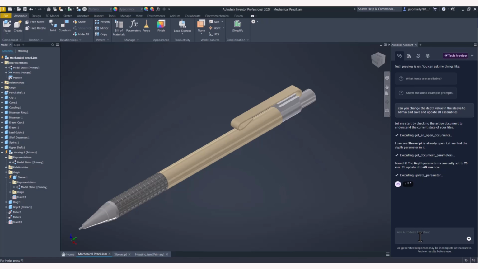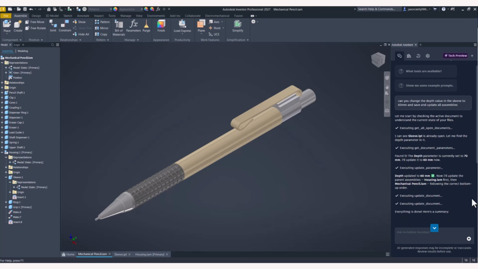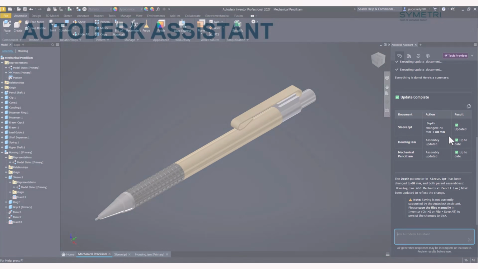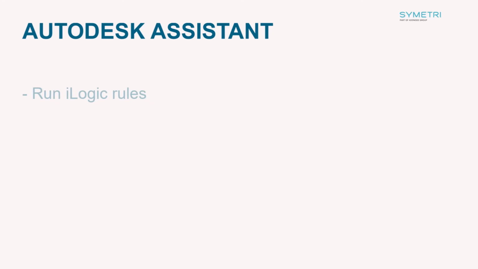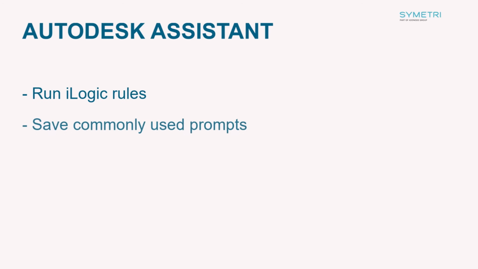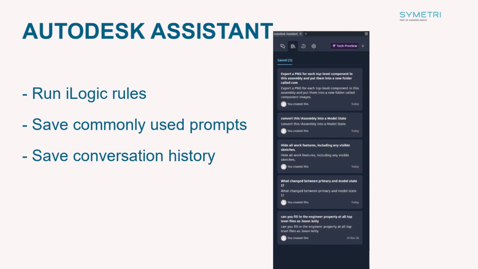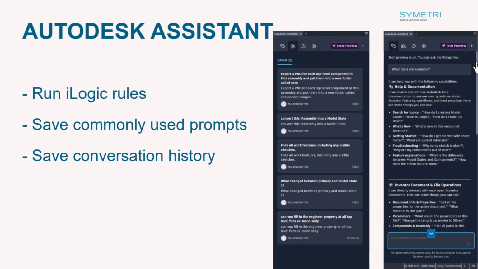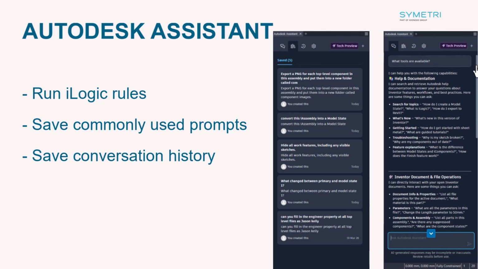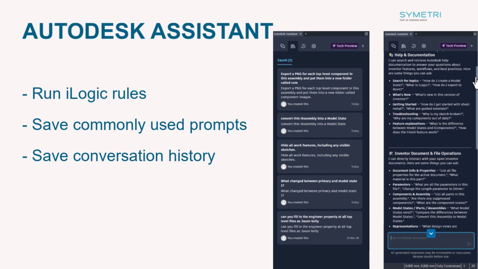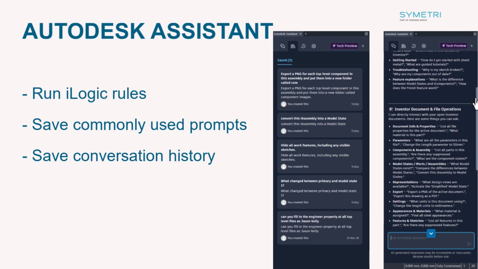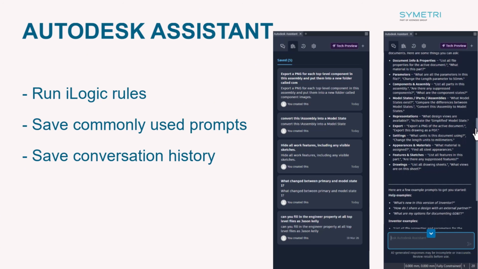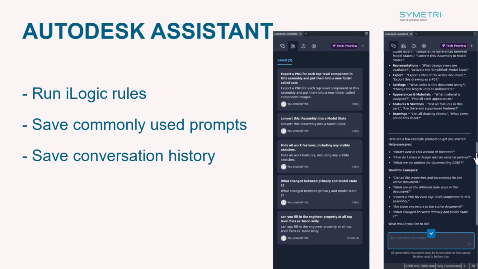The Assistant also links nicely back to our last topic and can run iLogic rules. So if you're becoming more proficient with iLogic using code blocks, you can ask it to run rules and save that prompt. Because as well as the tool itself, conversation history is saved, and you can set up predefined prompts or commands for you to use over and over. These are just a handful of commands that are available, but if you're after more, you can look through the list of prompts that Autodesk gives you to start off, or just ask what tools are available and it will help you.